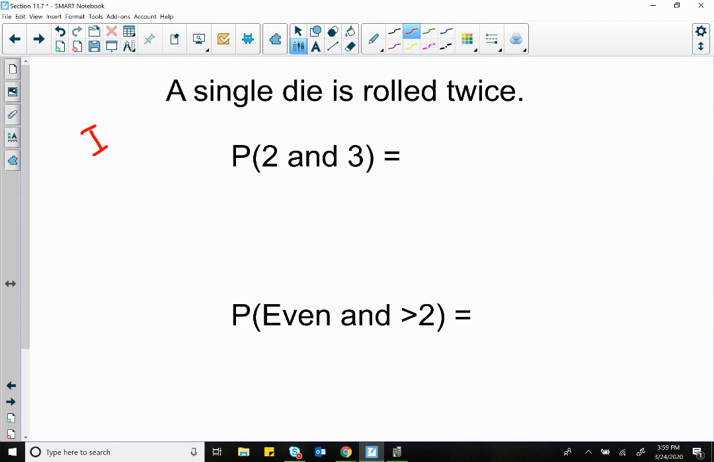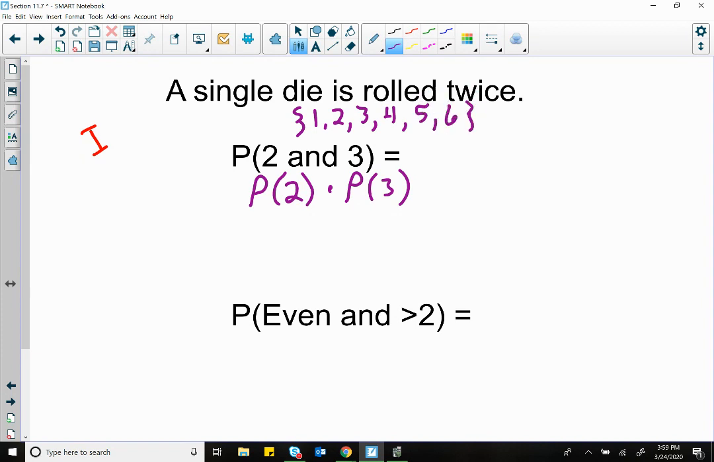So you could have done these probabilities real quick, because all we need is the probability of rolling a 2 times the probability of rolling a 3. And if you don't remember, the outcomes for rolling a die are 1, 2, 3, 4, 5, 6. So what is the probability of rolling a 2? There's only one way to roll a 2 out of 6, times the probability of rolling a 3. There's only one way to roll a 3 out of 6. So I'll give you 1 out of 36. And there you go.